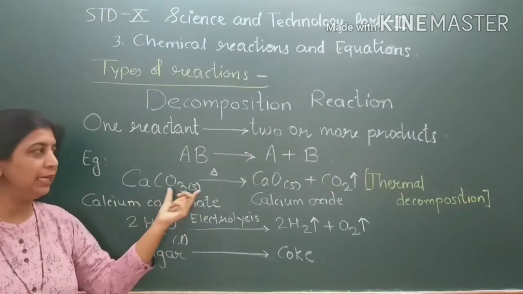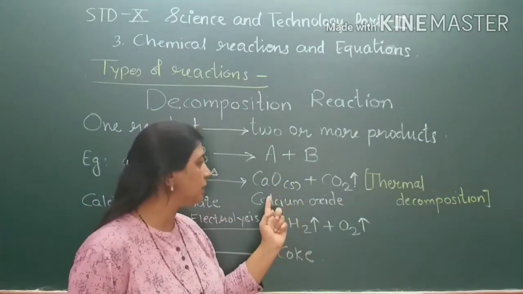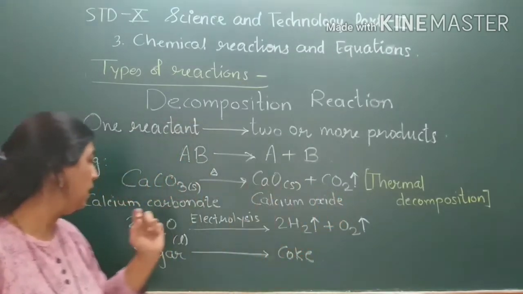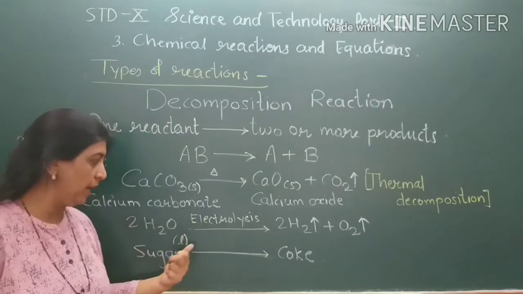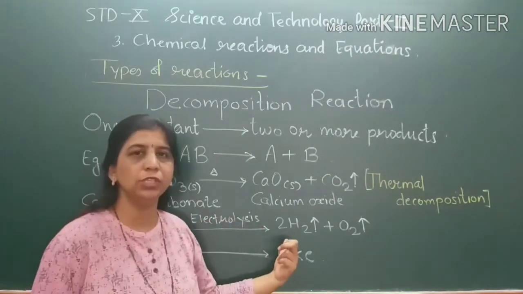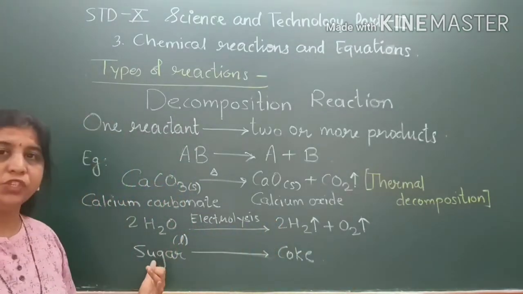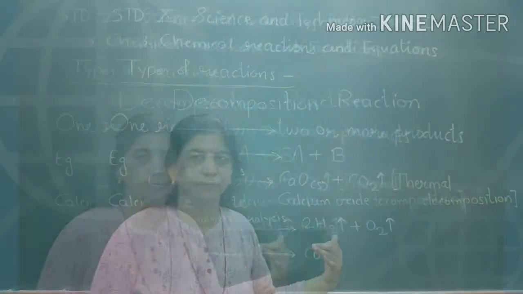Calcium carbonate, when it is heated, undergoes thermal decomposition and gives calcium oxide, and carbon dioxide gas is evolved. Whereas we all know about electrolysis of water. When electric current is passed through water, water decomposes into hydrogen gas and oxygen gas. In a similar way, when sugar is heated, it decomposes into coke.